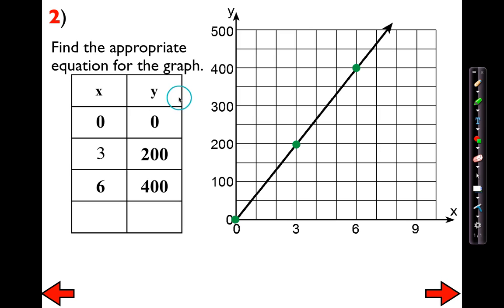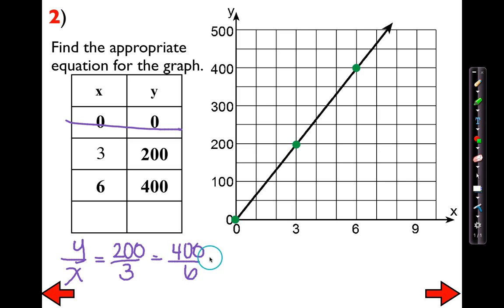So from there, I'm going to go ahead and check my ratios. So I check ratios as y over x. I'm not going to use 0, 0. It's not helpful. So I'm going to do 200 over 3. I can't reduce that, so I would just leave it as that. Now, let me check the 400 over 6. And guess what? This can be reduced by 2, and you would still end up with 200 over 3.